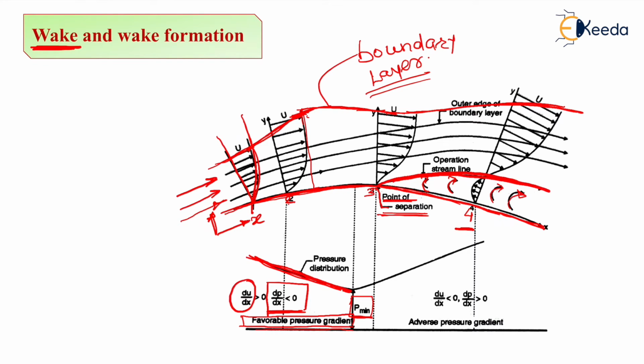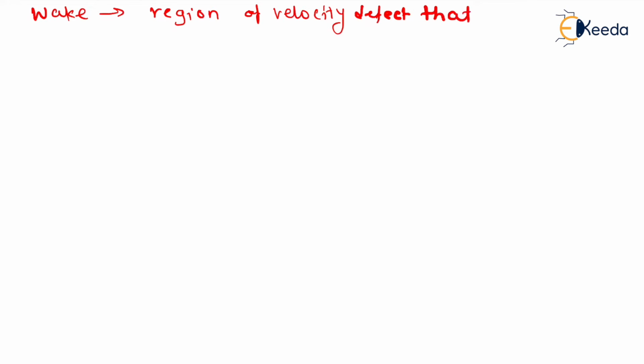So technically, if I want to define wake, then wake is a region of velocity defect that grows due to diffusion.